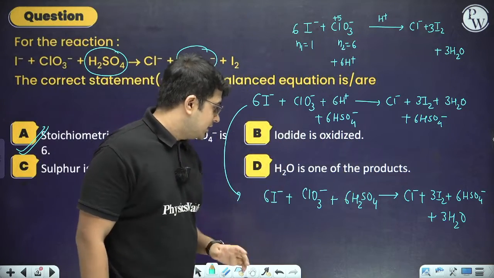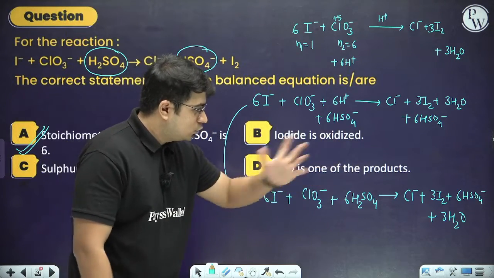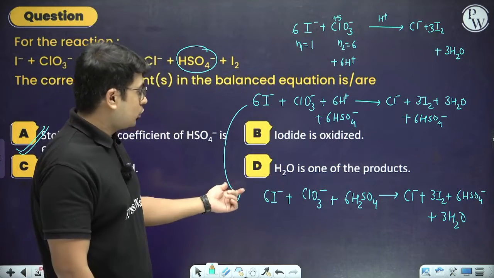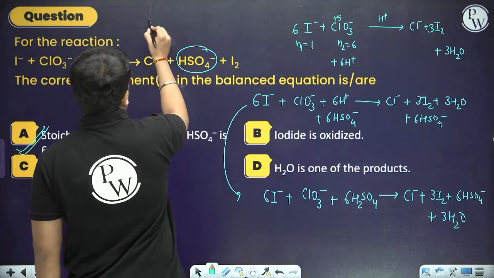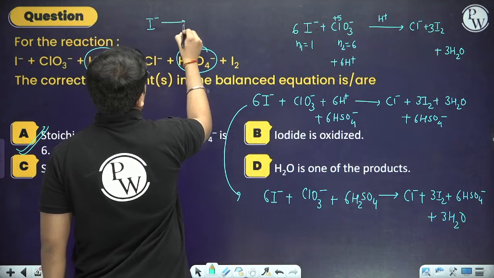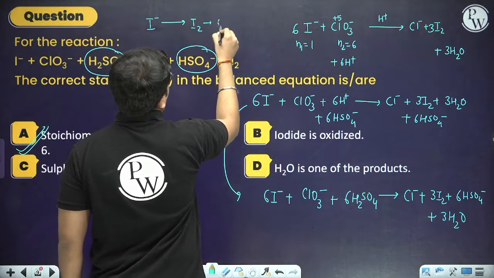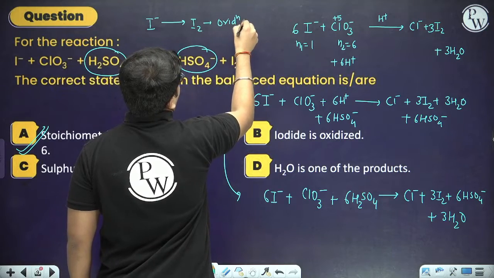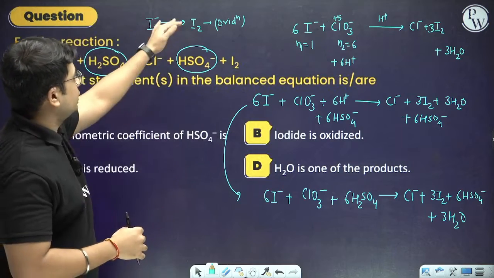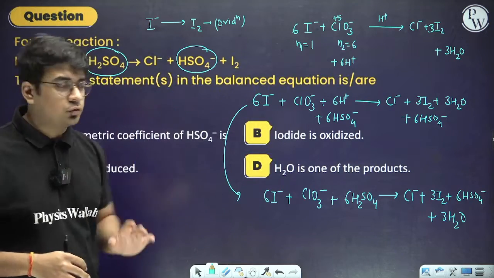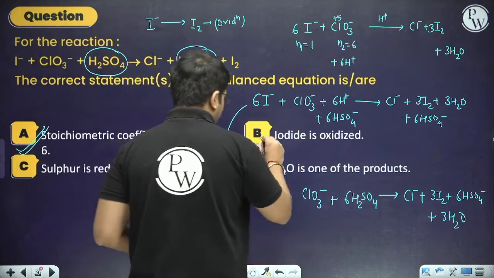Iodide is oxidized. Iodide is converted into iodine. It means the process is oxidation. This process is oxidation. It means I negative is converted into I2. That is the process of oxidation, because positive charge is going to increase. Okay, positive charge increment means minus 1 to 0. So that is absolutely correct, that statement is absolutely correct.